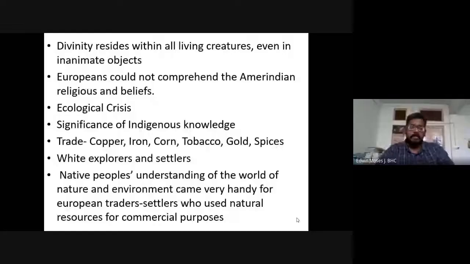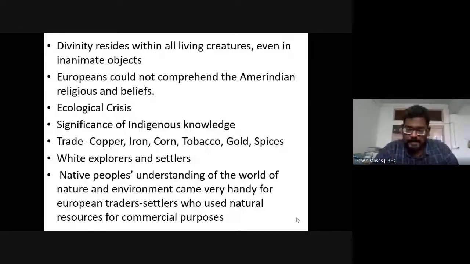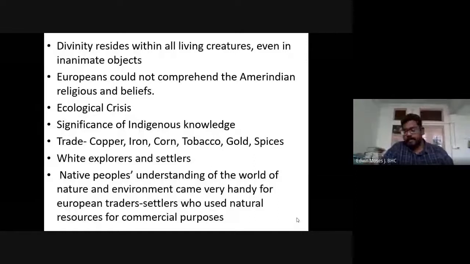So divinity resides within all creatures, even in inanimate objects. And Europeans could not comprehend the Amerindian, the natives, and they used this knowledge to exploit the resources, right? The significance of indigenous knowledge, right? Even today, you can learn a lot from this indigenous wisdom and knowledge that's available through experience that can be applied to solve the ecological crisis.